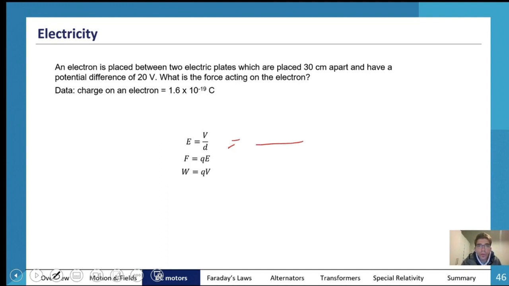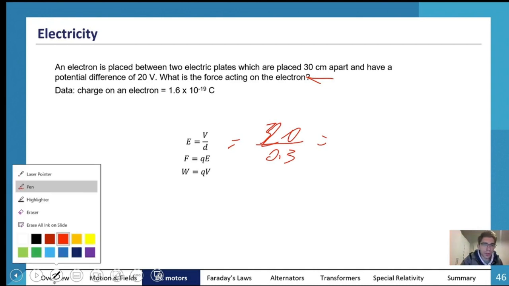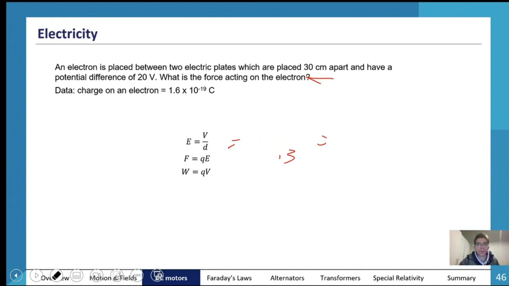Well, voltage is 20 volts divided by a distance of 0.3. You can find the electric field strength. Let me write that again, that looks awful.